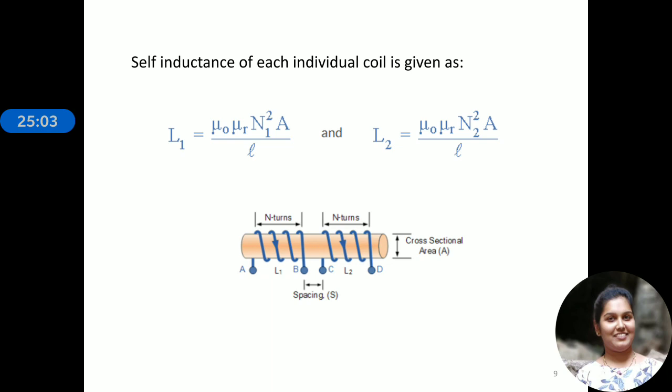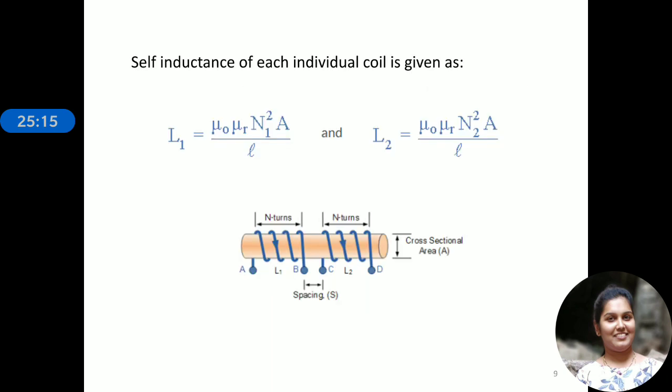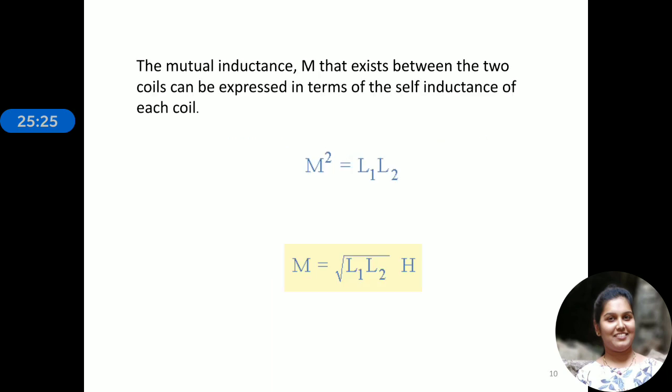Okay, the mutual inductance that exists between the two coils can now be expressed in terms of the self inductance of each of the coils. So if we cross multiply this L1 and L2, then we get M square is equal to L1 into L2. Okay, M square is equal to L1 into L2.